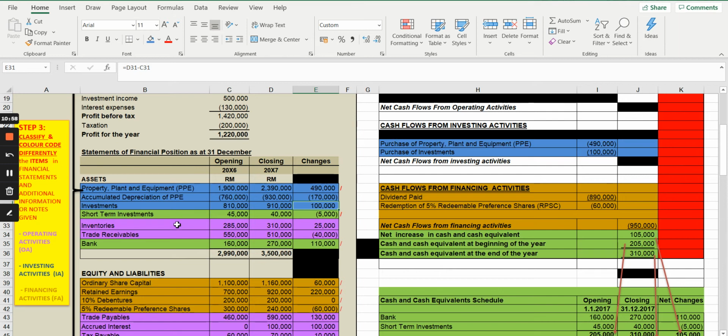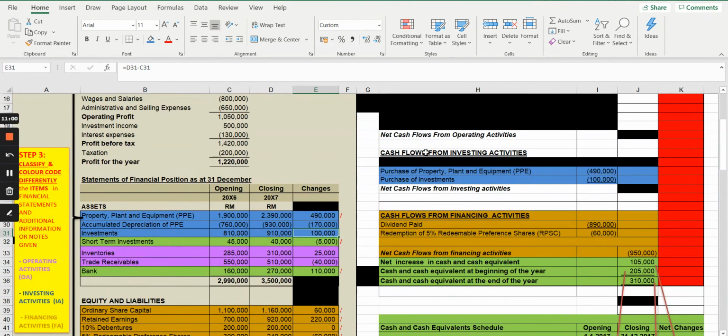Okay, one more item which is also related to investing activities is investment income, also known as income from investment. This can either be from interest income that you receive, meaning that you debit bank and you credit interest income, or it can also be from the dividend that you receive from the company where you invested in, where you receive the money, you debit bank and you credit your dividend income.